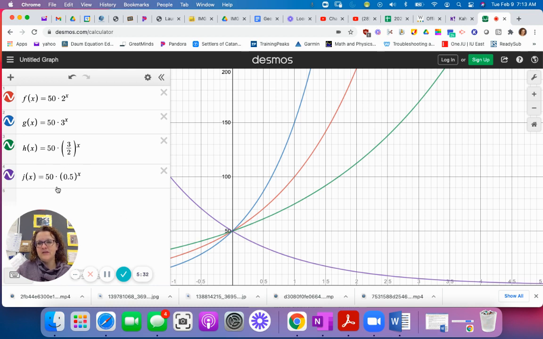And then we have j of x, which is decaying, not growing. We still have our initial value of 50, but in each time period, it's getting cut in half. So here's 25, 12.5, etc. I can click on this. After 1 year, it's cut in half. After 2 years, it's cut in half again. And it's going to keep on decaying as it approaches 0. It will never touch 0. It always gets smaller and smaller and smaller.